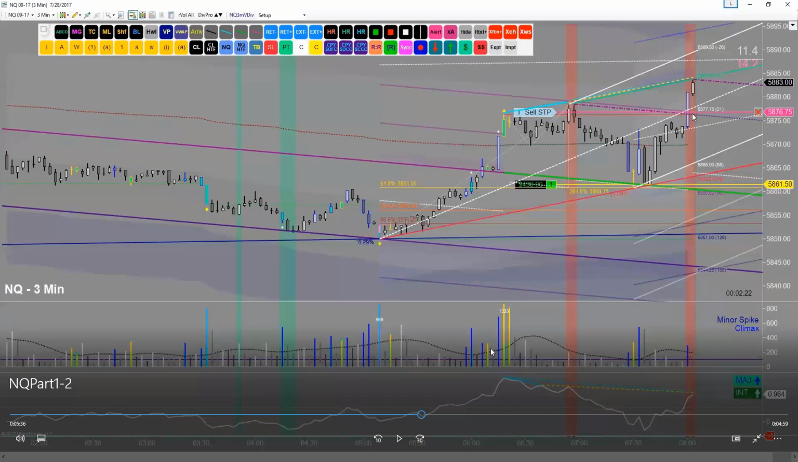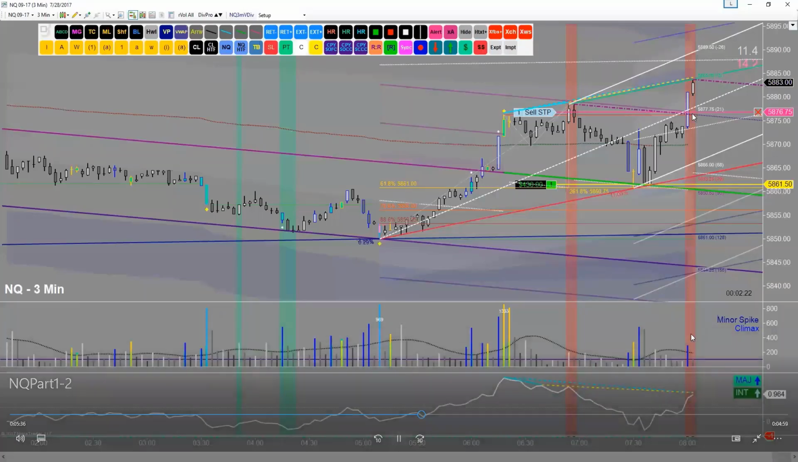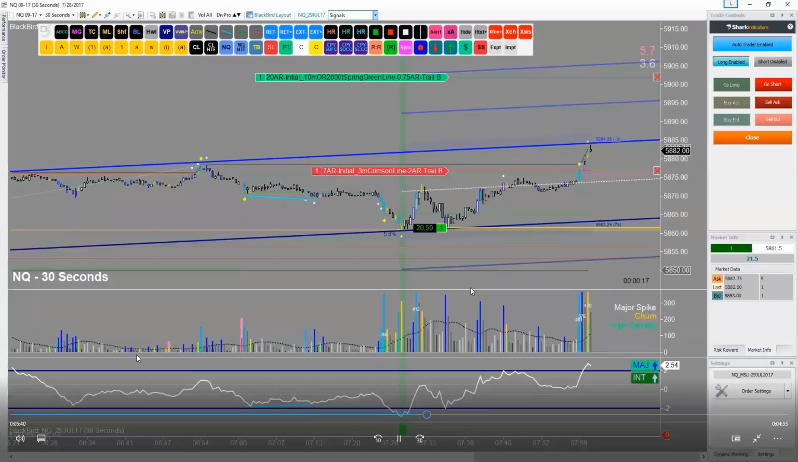If you don't get anything else out of this presentation, just knowing that little pattern right there will give you at least some kind of edge as far as trying to identify some of the ends of these corrections. That little volume divergence signal right there is pretty golden.